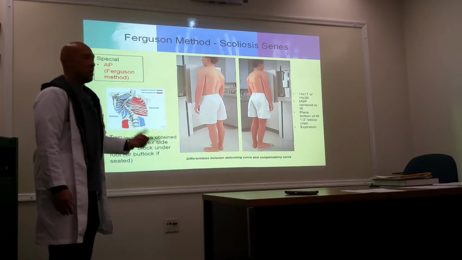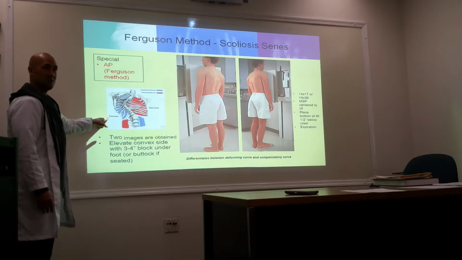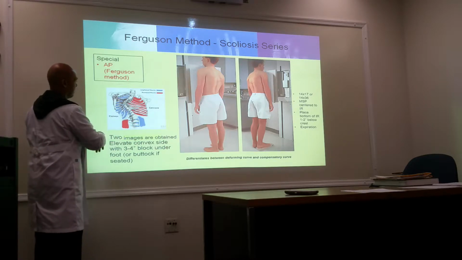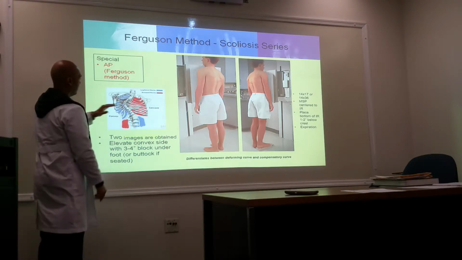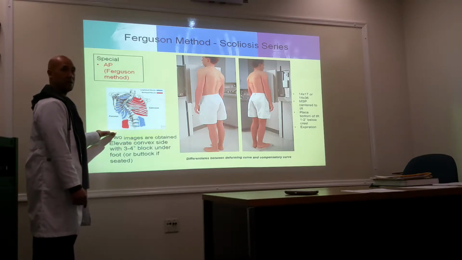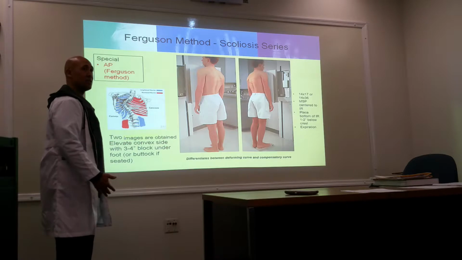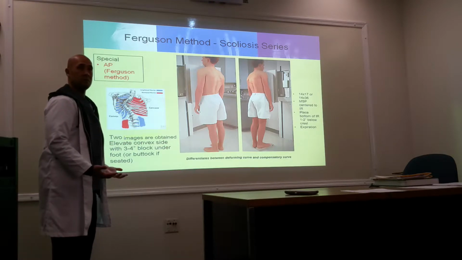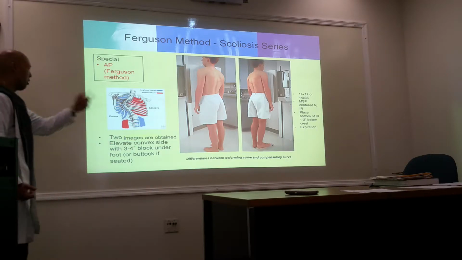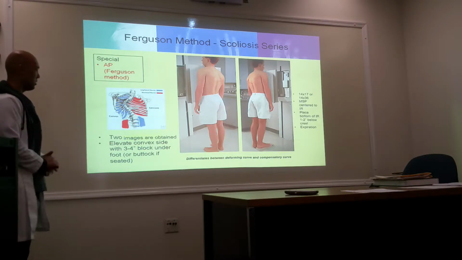The second one now, they're going to place a bolster underneath the convex side. Okay, and the convex is the lateral curve in which it curves out. So this curves out to the left of the patient, so they'll be putting a bolster underneath the feet to try to straighten it out on the left side. It can also be done sitting down, where instead of it being placed underneath the feet, it's going to be placed underneath one of the buttocks. Okay? So two images are obtained, one standard and the other one will be elevated on the convex side with a block or some kind of bolster underneath the buttock.